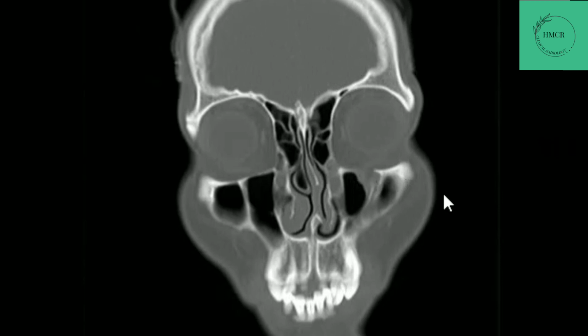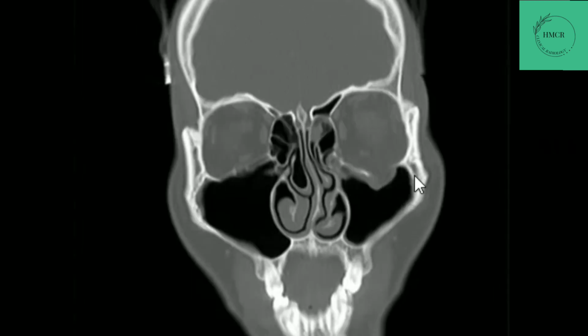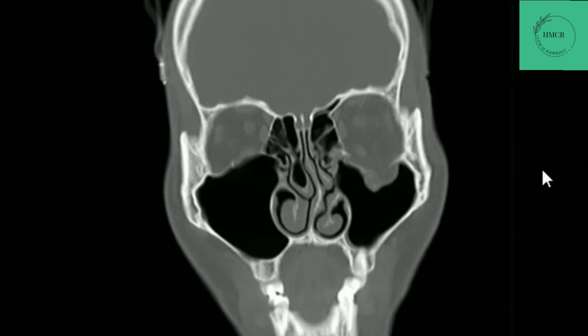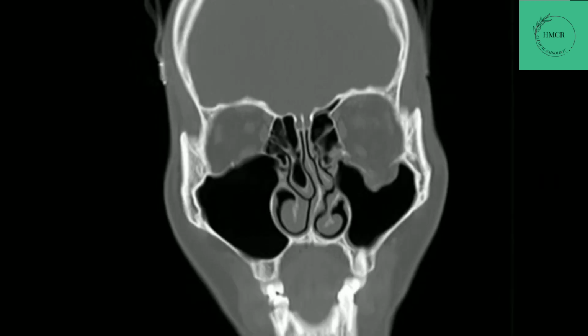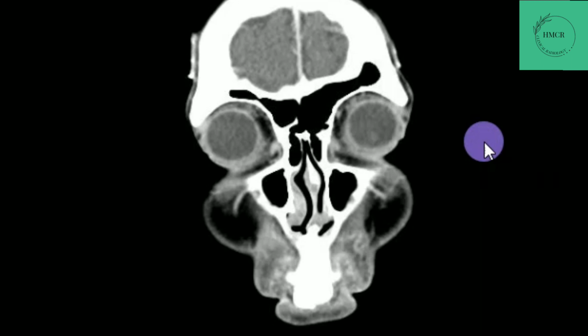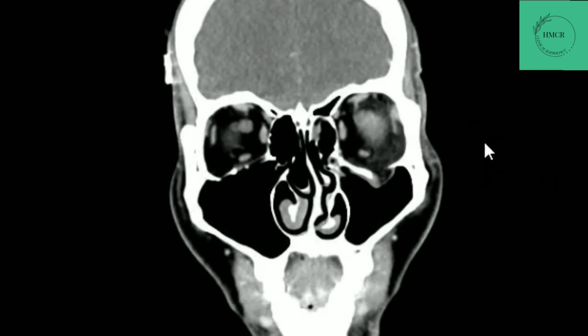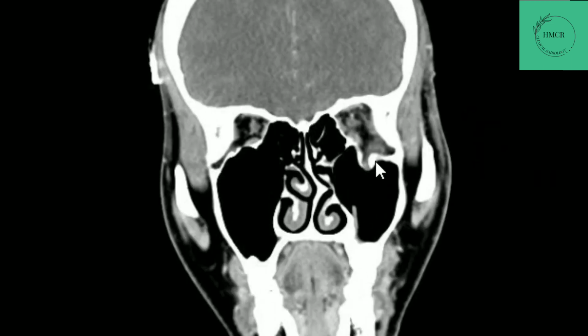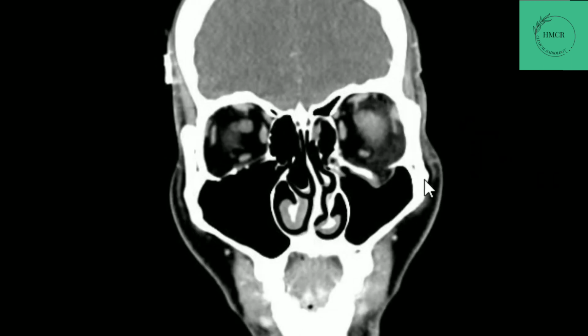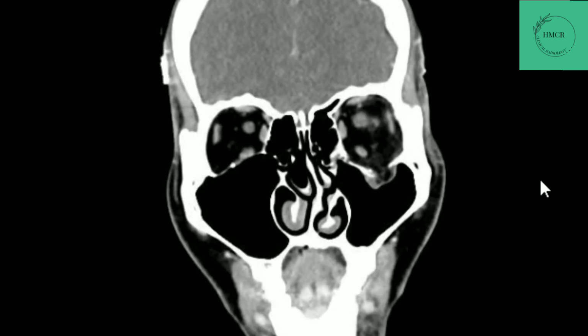Here we can see there is herniation of the fat. This is the soft tissue window. Here we can see there is herniation of the fat but no herniation of the extraocular muscles. So this is the case of inferior orbital wall blowout fracture.